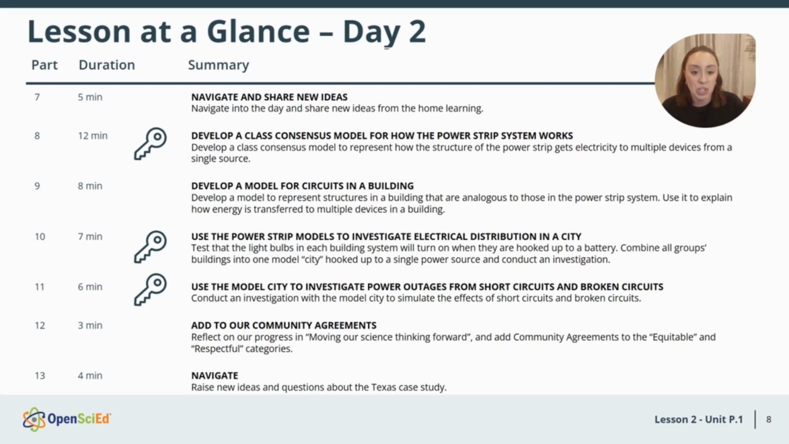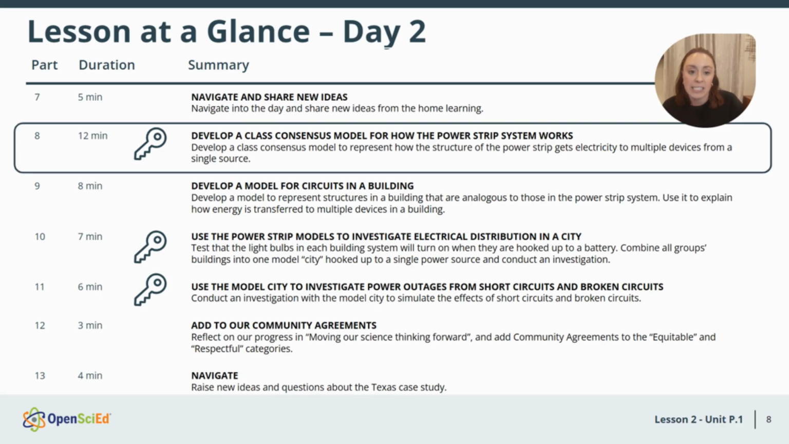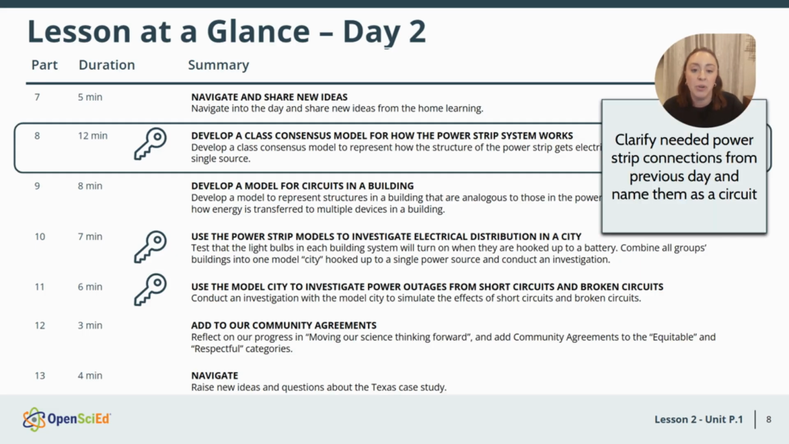Moving into day 2, we start off with our second sense-making opportunity where we develop a class consensus model for the power strip system. And this is to allow for some clarity if students from the previous day were unsure of these connections. And as a class, we named this system a circuit.